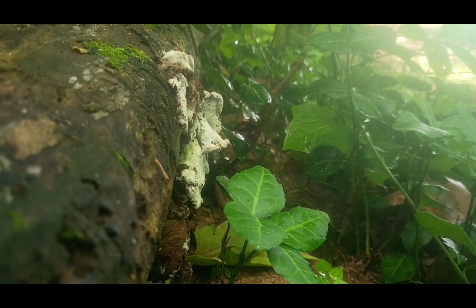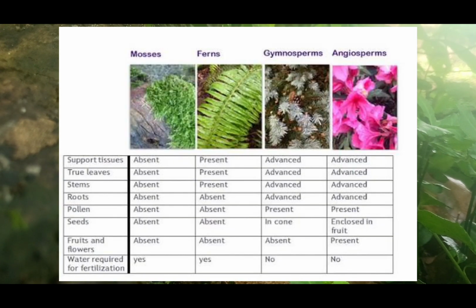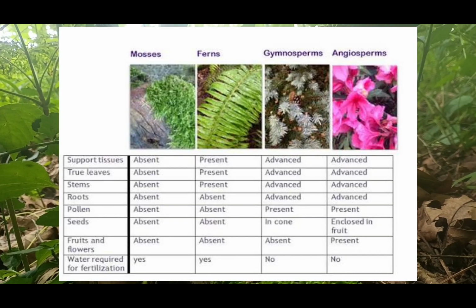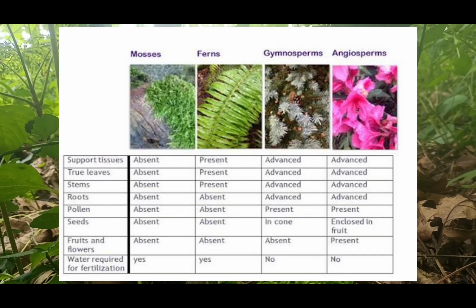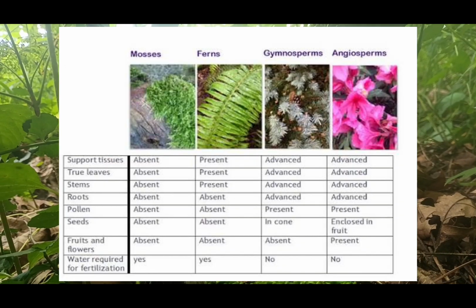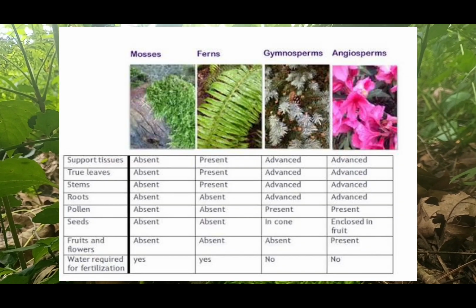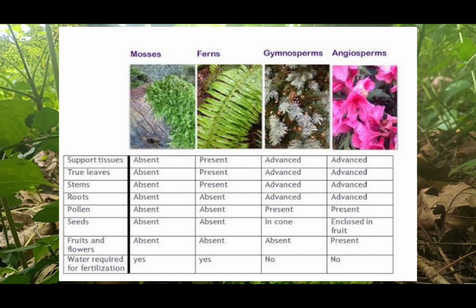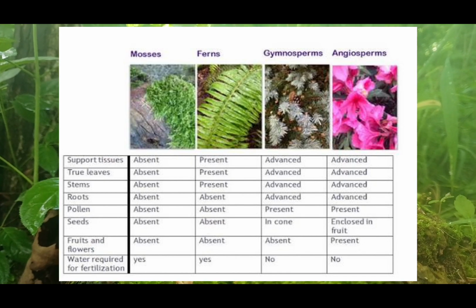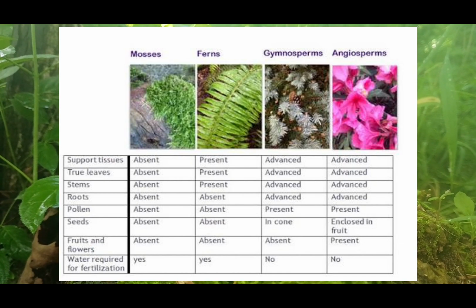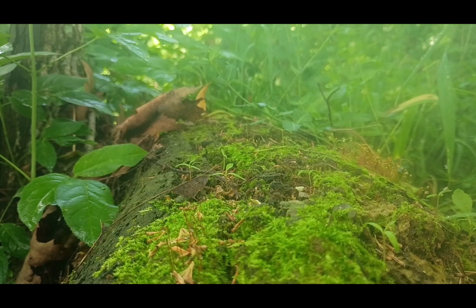Now, a comparative summary would be that bryophytes don't have vascular tissue, their dominant generation is the gametophyte, they don't have true roots, stems, or leaves, they reproduce via spores, and they need water for fertilization. Whereas seedless vascular plants do have vascular tissue, their dominant generation is the sporophyte. They do have true roots, stems, and leaves. They do reproduce via spores, and they still do need water for fertilization.